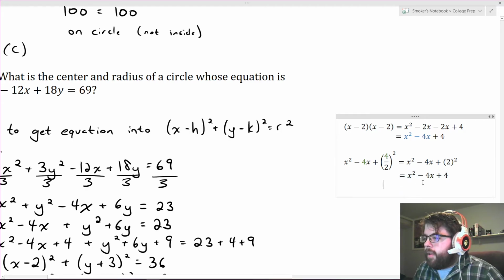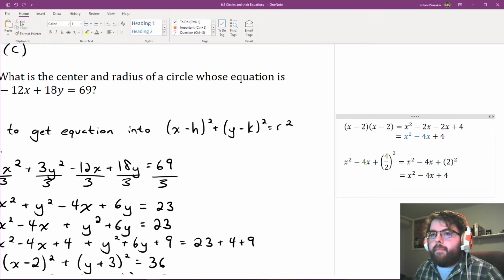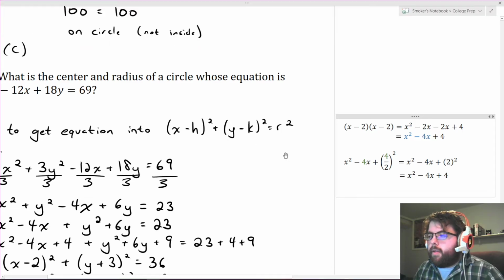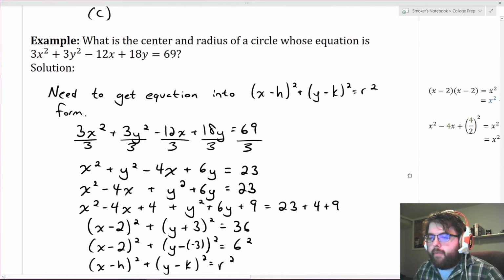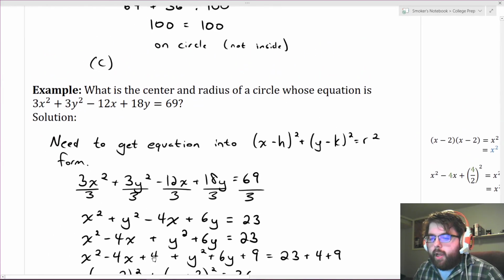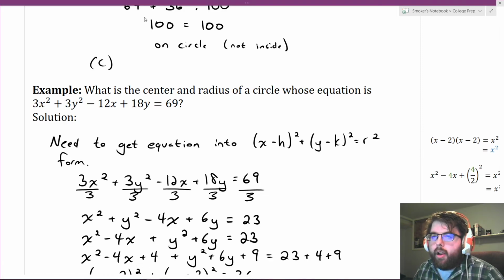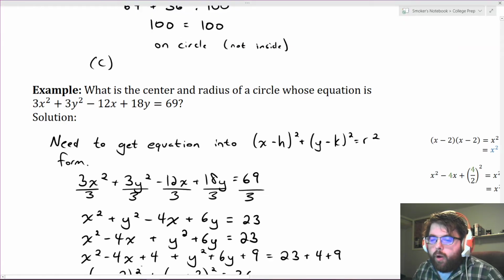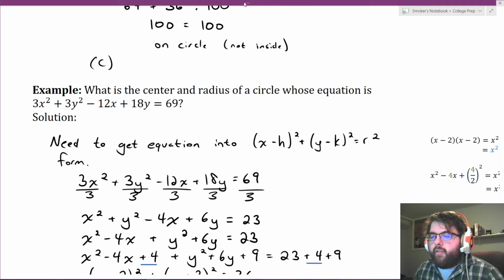Okay. So that's how I got 4. Hopefully that made sense of how I got 4. So where were we here? Right here, how I added 4. Now, I can't just add 4 in here and think that everything's fine and dandy. I have to add it on both sides, so I keep everything balanced. Okay. So hopefully that made sense.